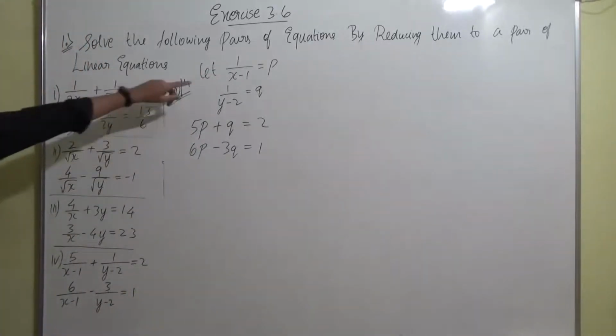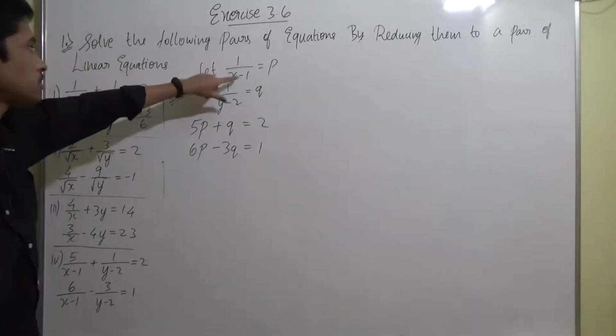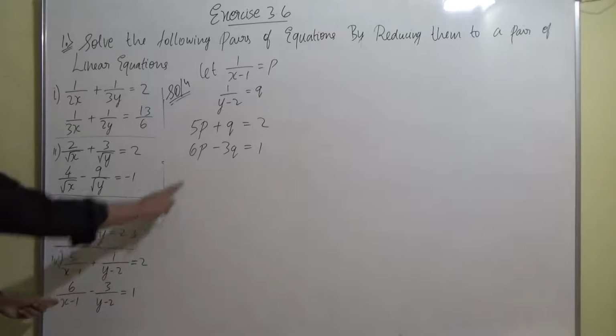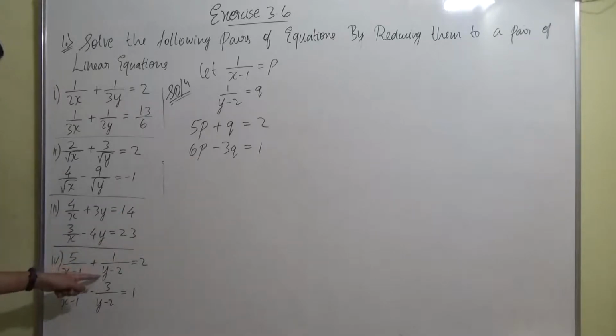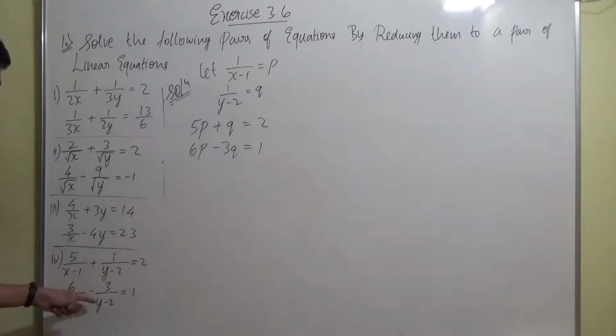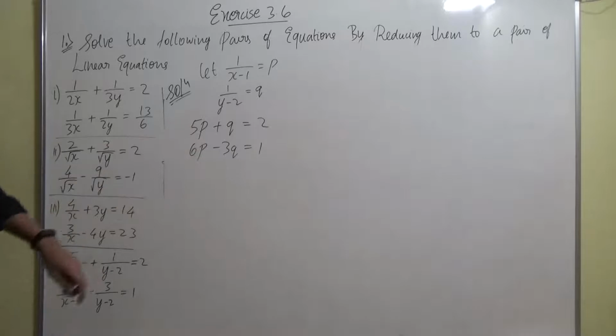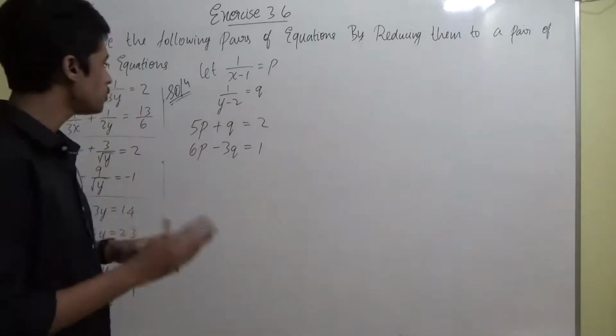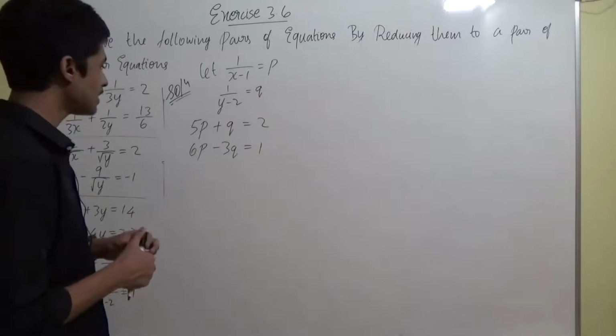After this assumption step, we assumed 1 by x minus 1 equal to p, right? So in this 1 by x minus 1 place, we have put p. So it became 5p, and here we have put 6 into p. And here in place of 1 by y minus 2, we put q, and in 3 by y minus 2 we put 3q, right? Then we got these two equations. Now with which method let's solve these two equations, guys? We'll do the elimination method itself, because that is easier.